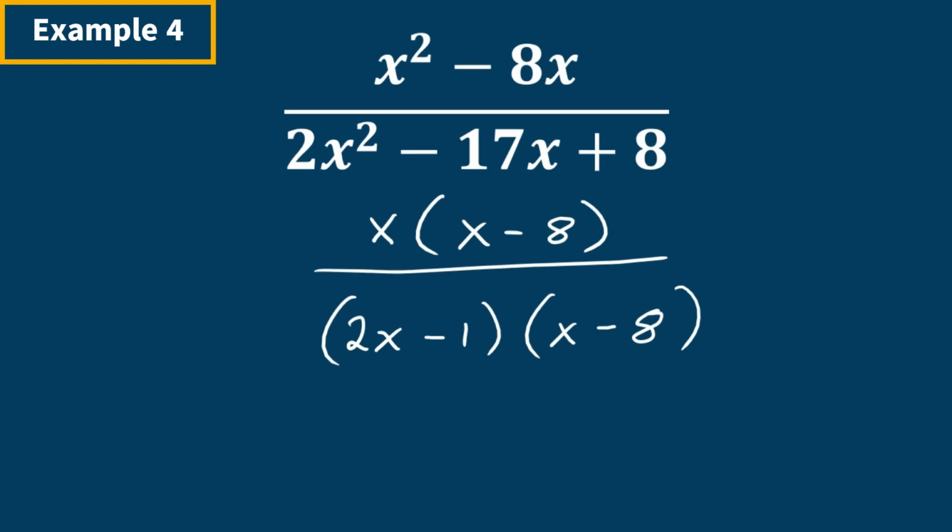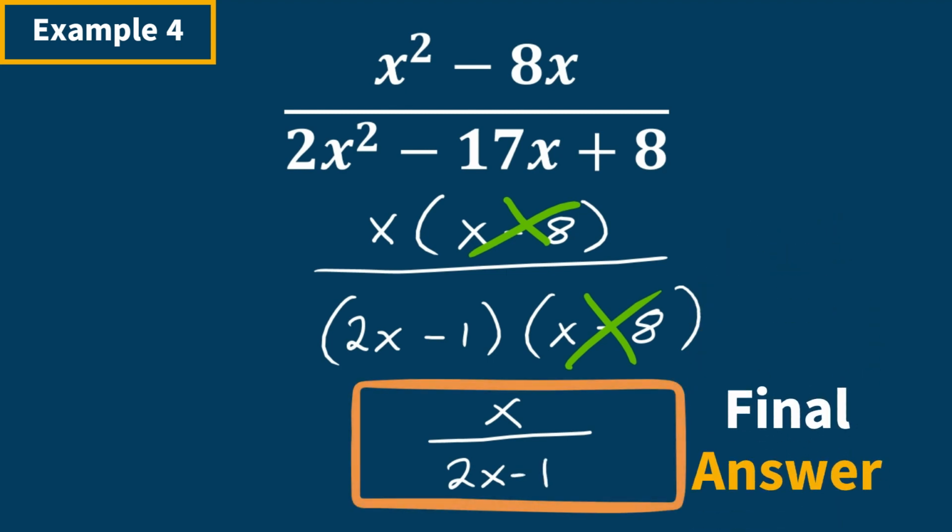We look at what the numerator and the denominator have in common, so we can cancel. We can see that there's an x minus 8 here and an x minus 8 here. Now all we do is write down what's left over. What we have in the numerator is just x, and then on the denominator we have 2x minus 1. And this is going to be your final answer.